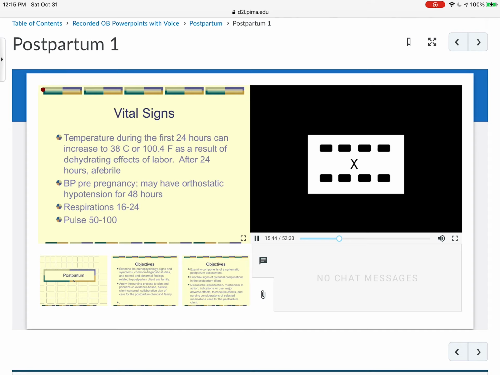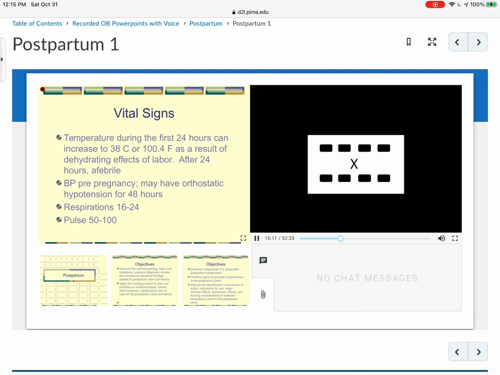Temperature, usually in the first 24 hours, it may get up to 100.4 just because of dehydration and the effects of labor. But after 24 hours, it should be a normal temperature, and they should not have any temperature at all. So we have to keep an eye on that because we also know that one of the highest risk factors for our women is not only hemorrhage but also infection.